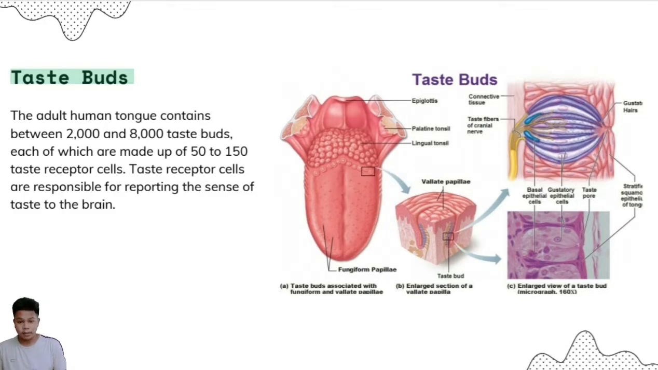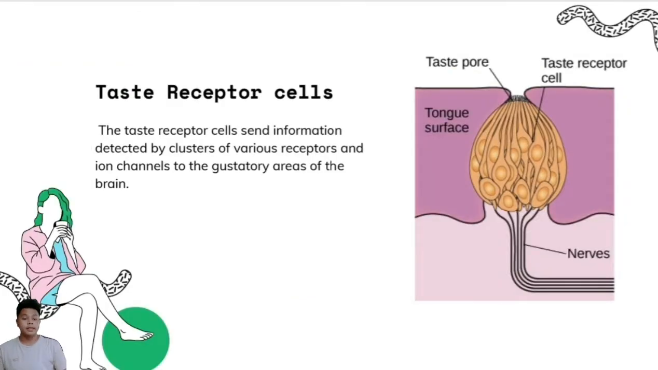The adult human tongue contains between 2,000 and 8,000 taste buds, each of which is made up of 50 to 150 taste receptor cells. Taste receptor cells are responsible for reporting the sense of taste to the brain. Taste buds contain the taste receptors. The taste receptors are located around the small structures known as papillae, found on the upper surface of the tongue.